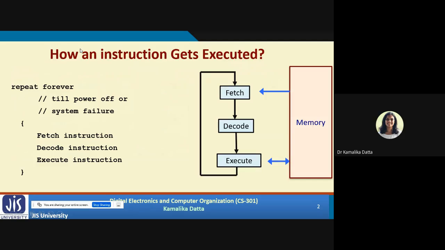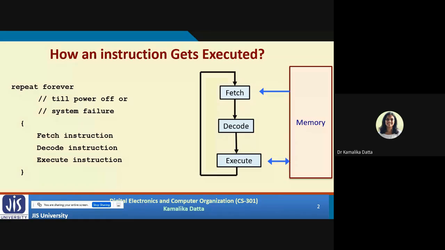Where we discussed how an instruction gets executed, right? And so this is the repeated thing that we perform. We fetch, we decode, we execute. Then we move to the next instruction. We again fetch, we decode, and we execute. This goes in a loop forever.